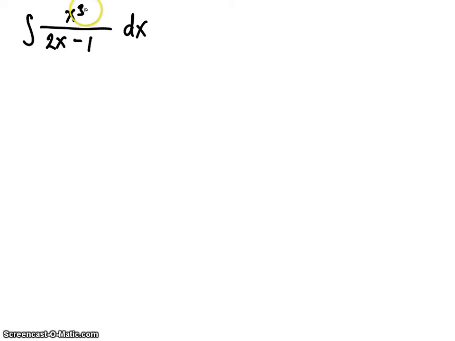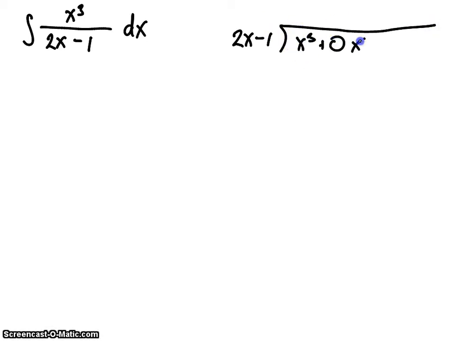What we can notice, however, is that the polynomial on top has a higher degree than the polynomial on the bottom. That is, this is an x cubed, whereas this is just x to the power of 1 down here. So we can actually make this fraction simpler by doing long division. So we have 2x take 1 dividing x cubed plus 0x squared plus 0x plus 0. And we do this long division.